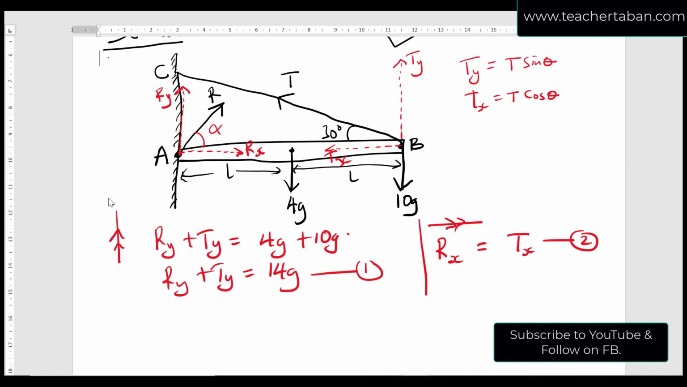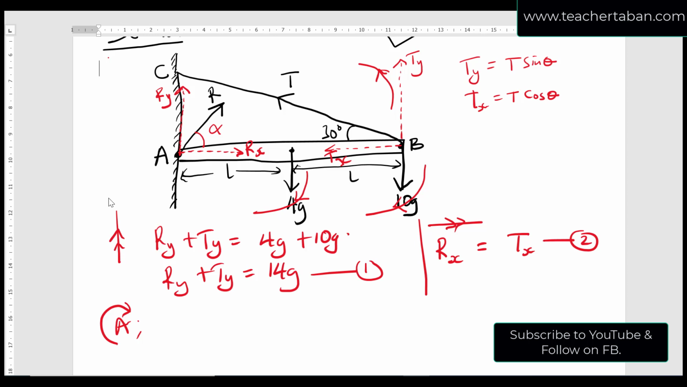So, following that, taking moments about point A, we shall say that the 4G at point A is giving us the clockwise moment. 10G about point A is giving us the clockwise moments. Then Ty about point A is giving us the anti-clockwise moments. Tx is passing through point A. Rx is passing through point A. And then Ry is also passing through point A, meaning that all of those give us 0 moment.